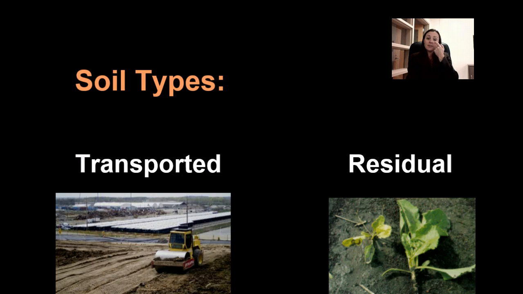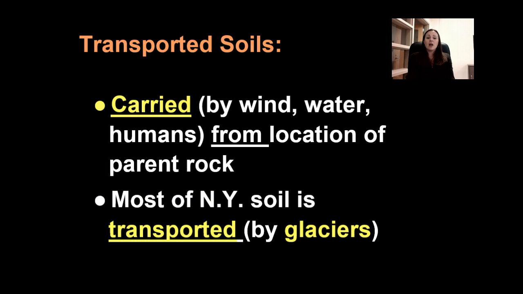Now, there are two types of soils, and when we're talking about these soils, we're talking really about the soil that's at the top of the surface. We have transported soil, and we have residual soil. Transported soils are carried by wind, water, or humans from the location where they originally formed. So we call the location of its original formation the parent rock or parent soil. When it has been moved, it no longer remains with its parent soil, it goes elsewhere. And most of New York's soil is transported by glaciers.